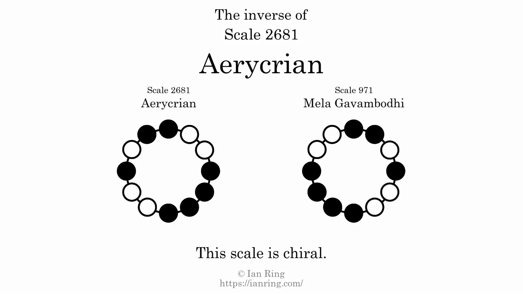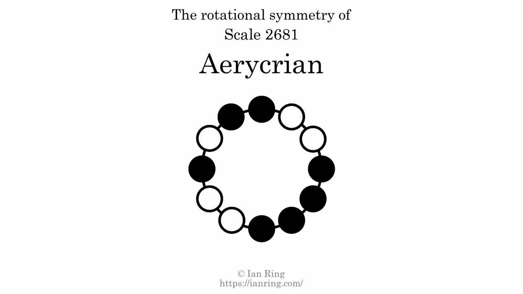The inverse of a scale is a mirror image. It is what you get when the sequence of intervals is reversed. The inverse of this scale is scale 971, also known as Mila-Gavin-Bodhi. This scale is chiral. It cannot transform into its inverse by rotational transformation. This scale has no rotational symmetry.